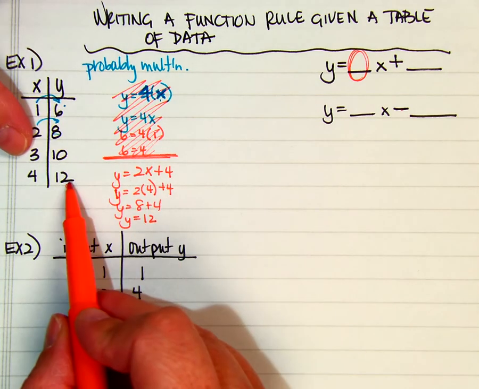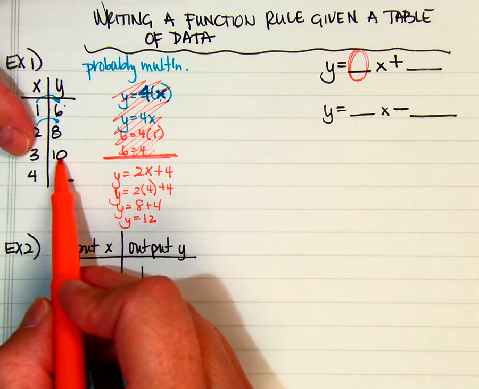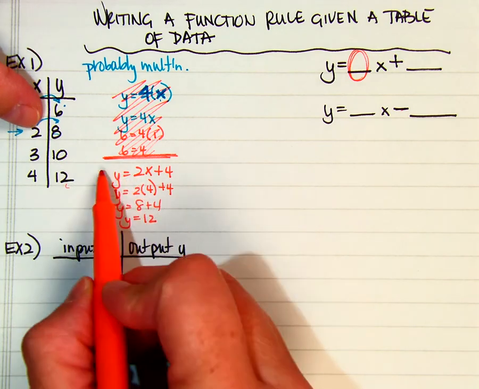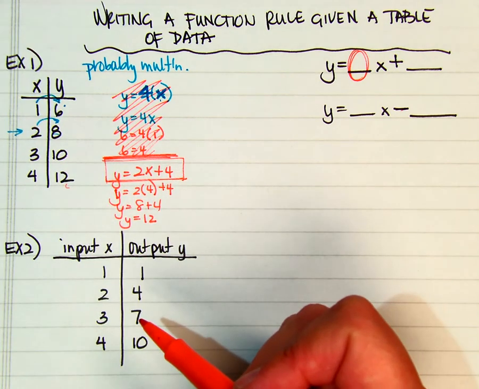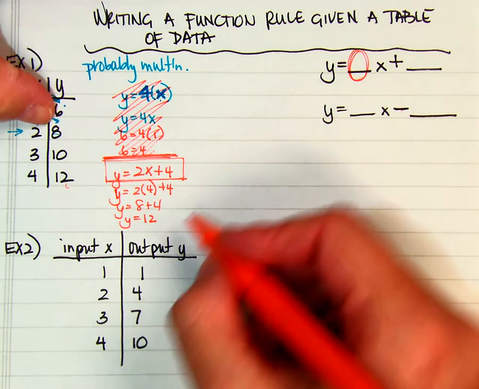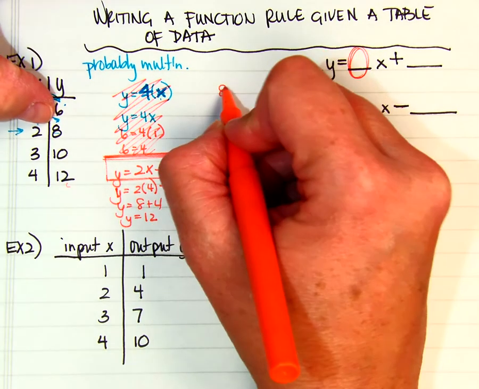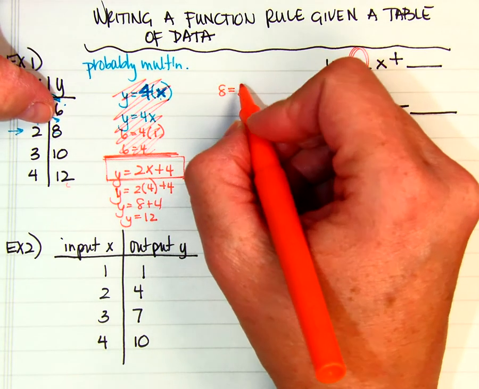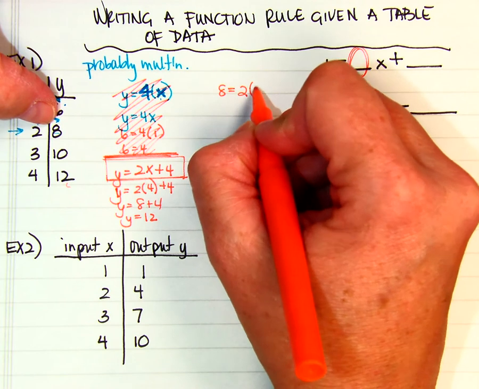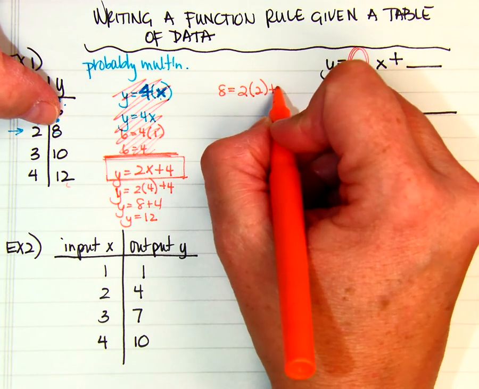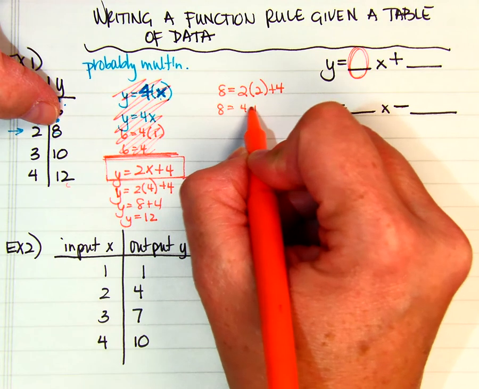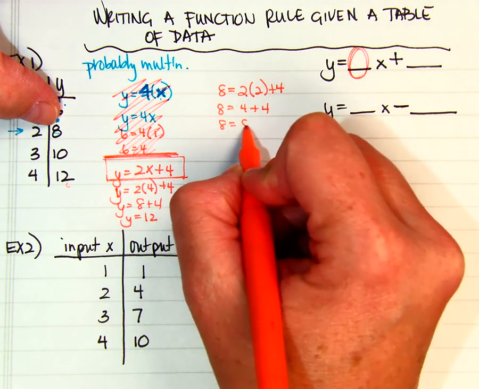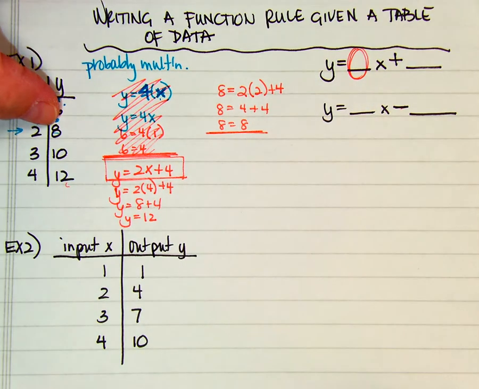So this works for this one, and it worked for this one. Let's see if this same rule works for the others. If I have my output of 8, that should equal 2 times my input of 2 plus another 4. So 8 equals 4 plus 4, so 8 equals 8. Well, it works for that one too.